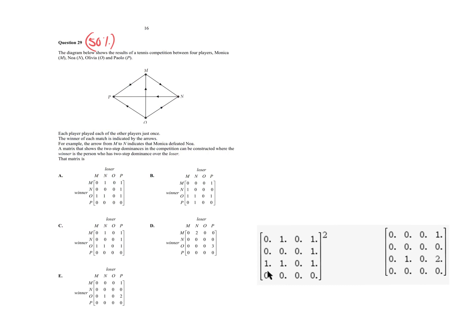So the diagram shows a competition between these people, and it says each player played each other once. The winner is indicated with the arrows. And then it says the winner is the person who has a 2-step dominance over the loser, and the matrix is. So we want to find the matrix, the 2-step dominance matrix.